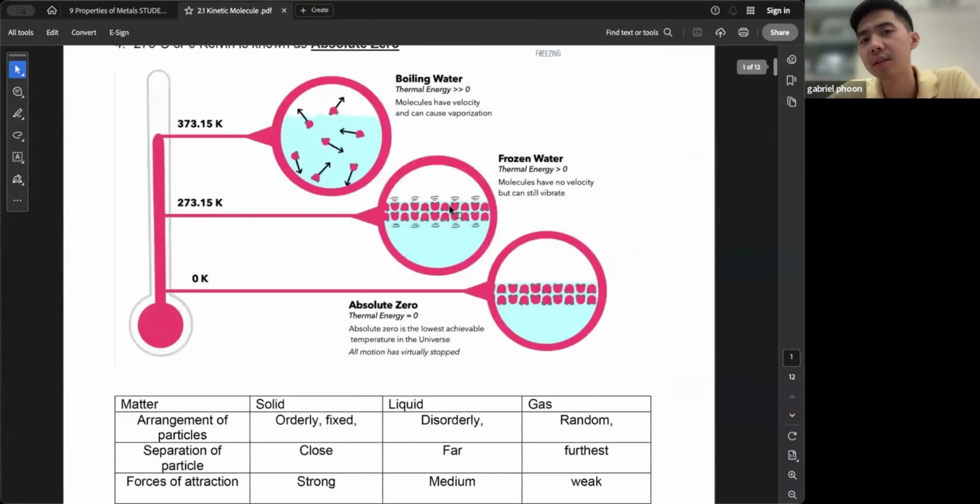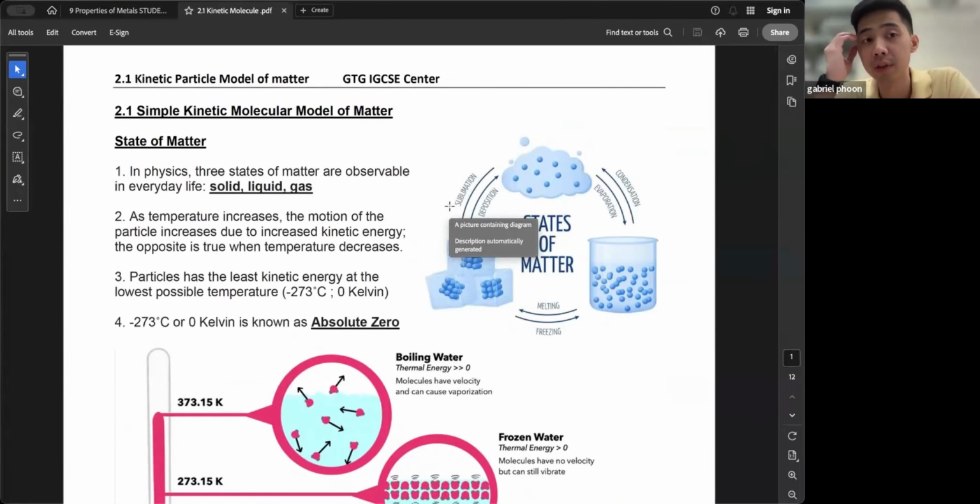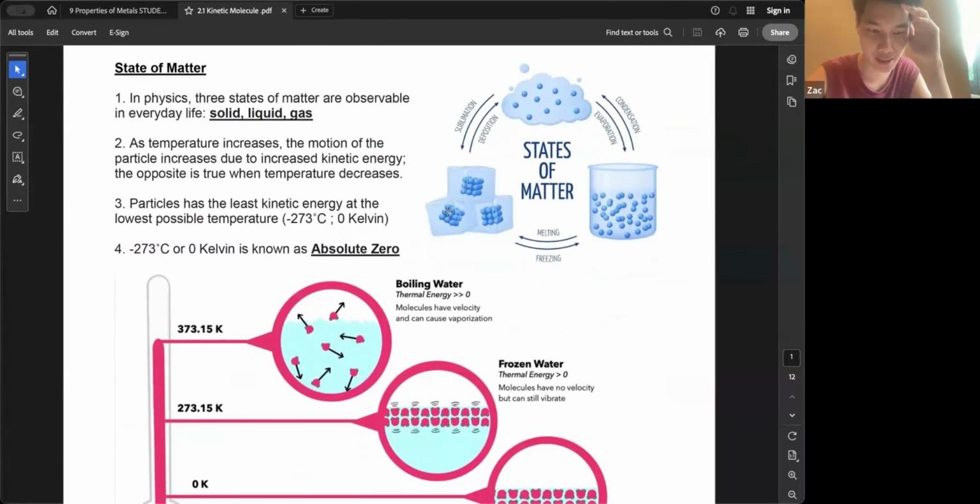But Zach, you know, right, of this states of matter. I think it's quite strict, shouldn't be.